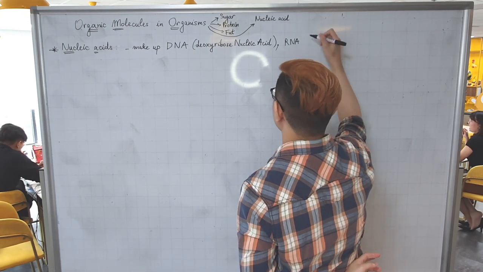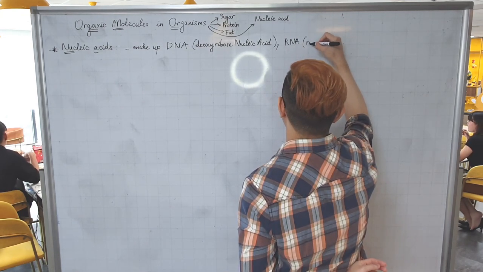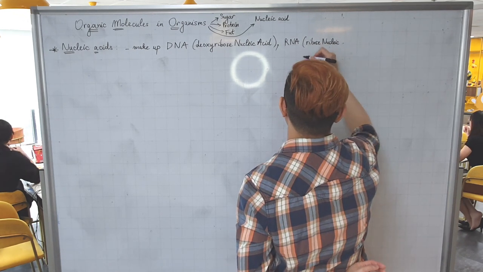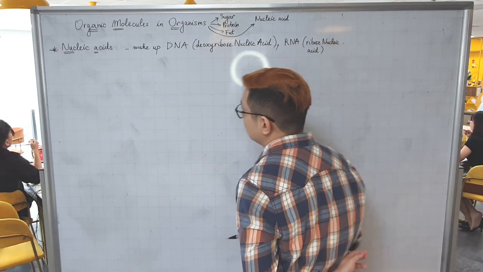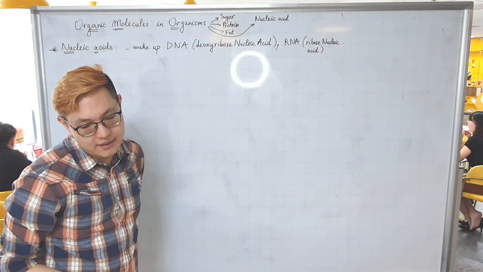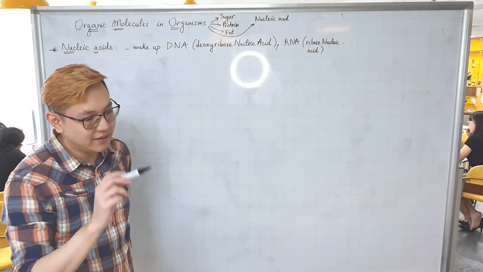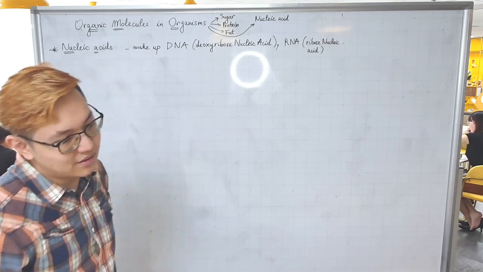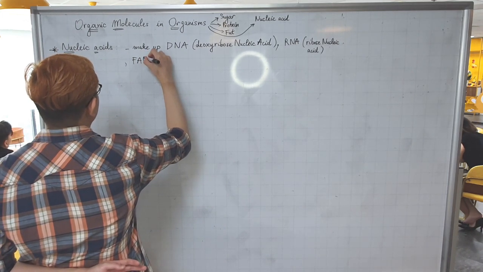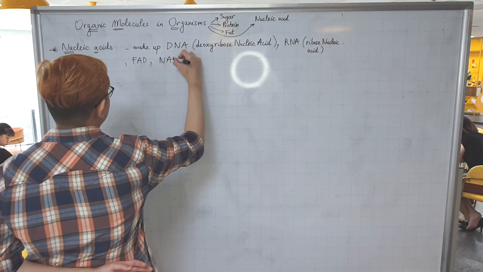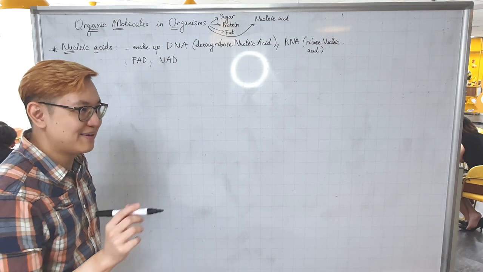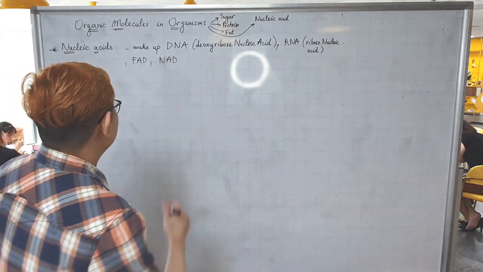RNA, ribose nucleic acids, and some other things. There are other things like NAD, FAD, nicotinamide, something like that.